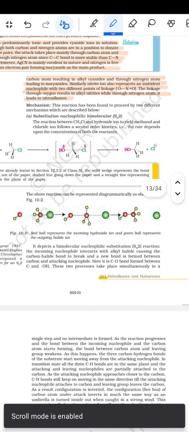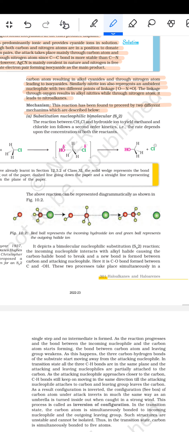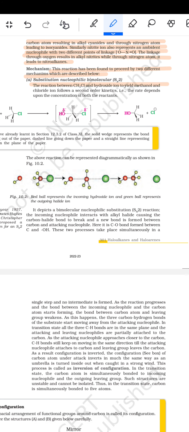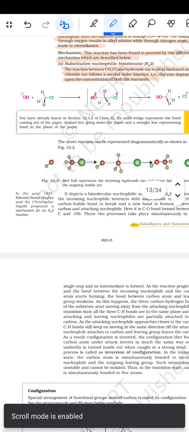इसके बाद फिर आता है mechanism. तो this reaction can be performed by two different mechanisms which are described below. पहला substitution nucleophilic bimolecular SN2. The reaction between the CH3Cl and the hydroxide ion to yield methanol and the chloride ion follows second order kinetics. That means the rate depends upon the concentration of both the reactants.